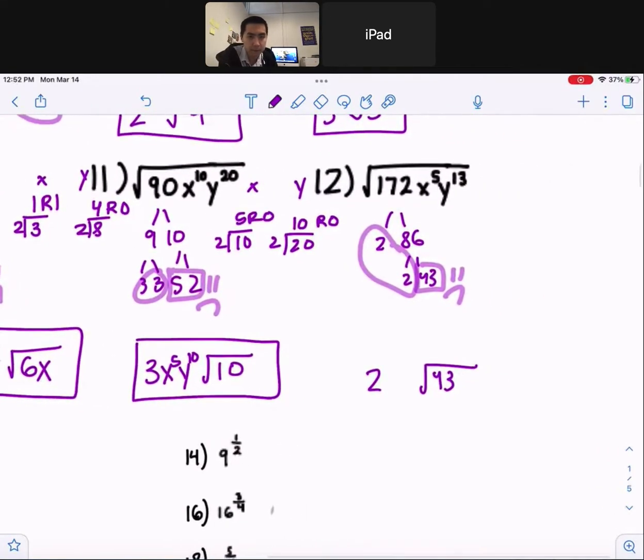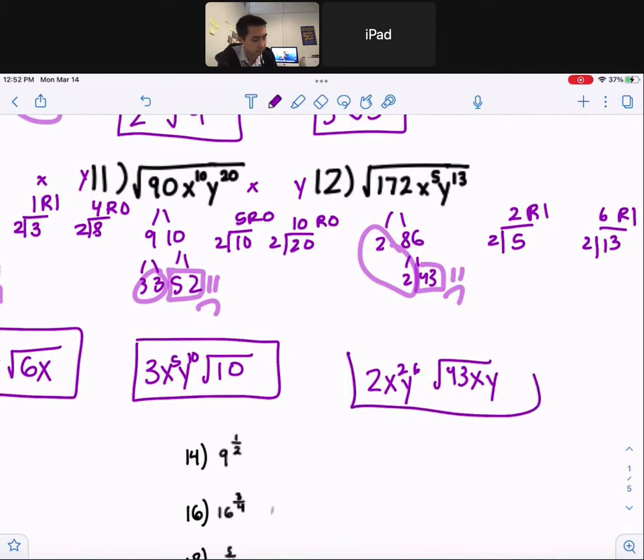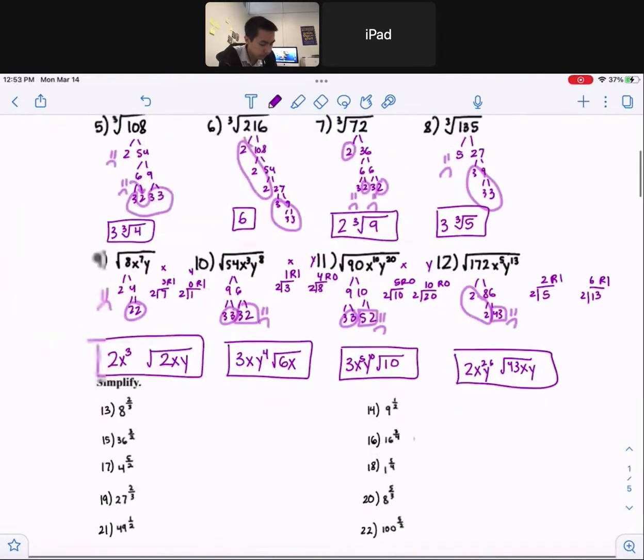And lastly, we got 5 and 13, both divided by 2. 2 goes into 5 twice, remainder of 1. 2 goes into 13 6 times, remainder of 1. X to the second and x to the first on the inside, right? Y to the 6th and y to the first on the inside. So take the index and divide each exponent by the index.